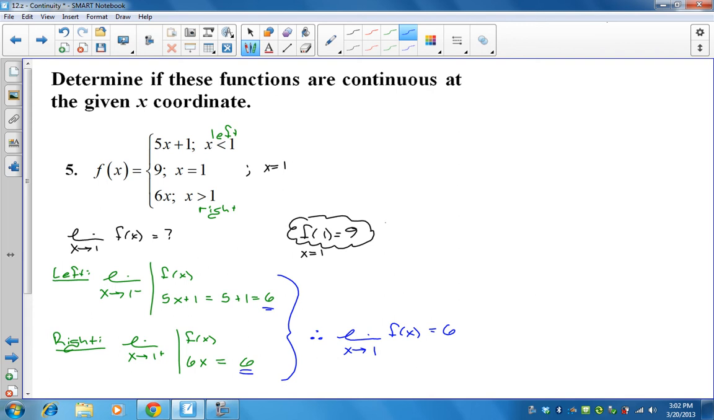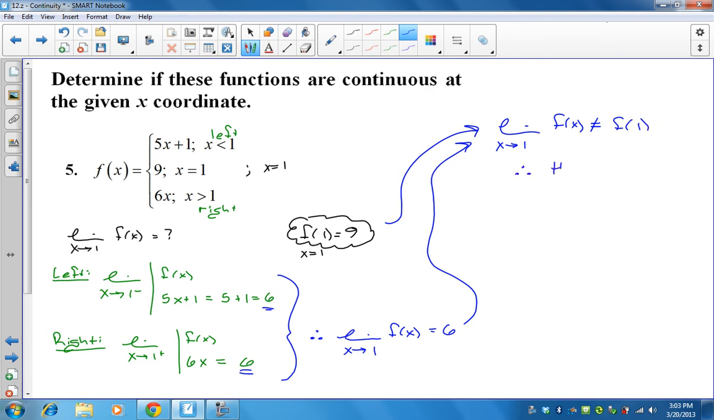So from this point I would say, alright, the limit as x approaches 1 of f of x is not equal to f of 1. It was 6 and 9. They are not equal to each other. Therefore, the function is discontinuous. Therefore, f of x is discontinuous.